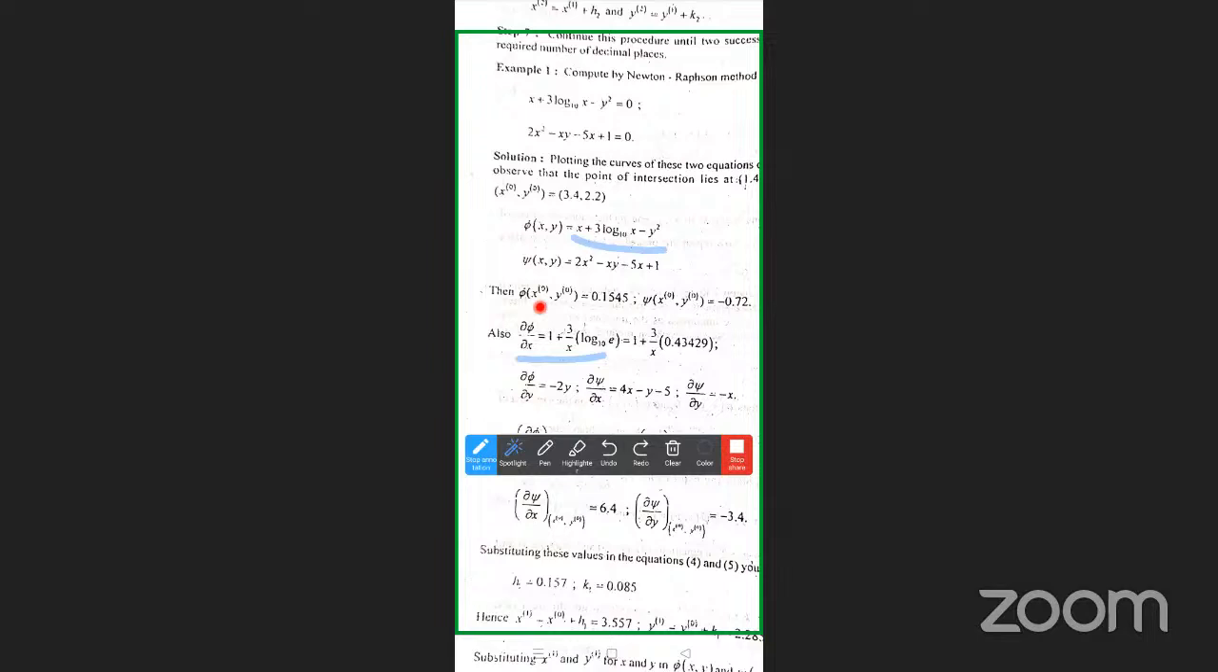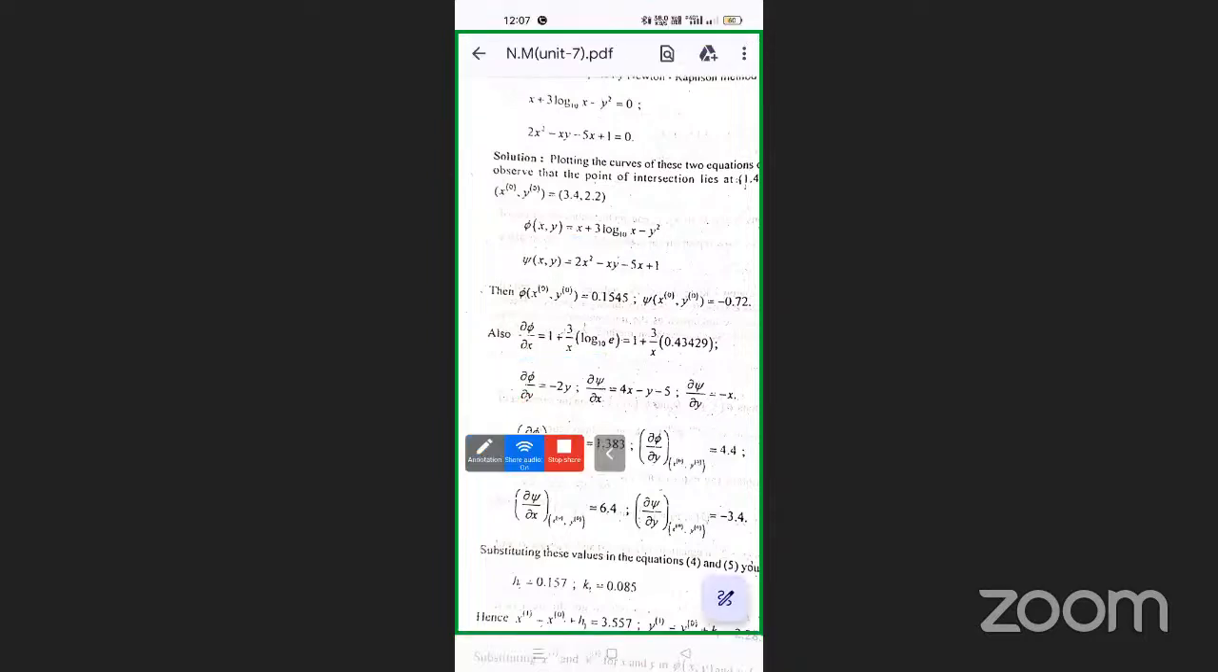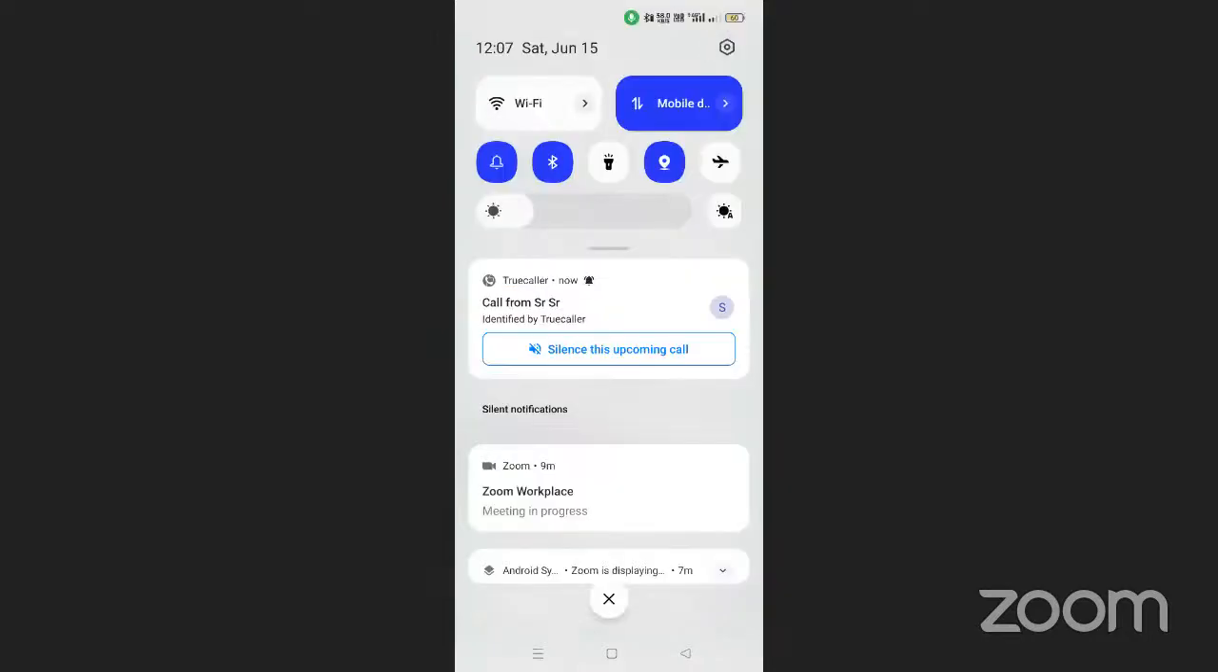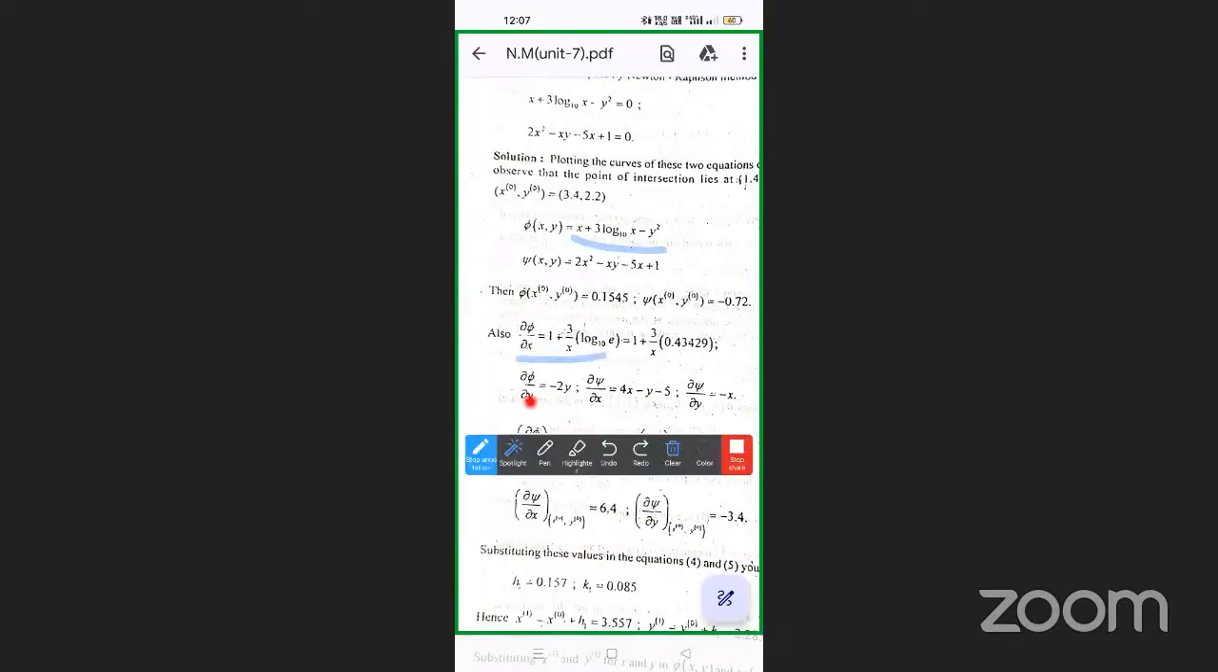Similarly, dou phi by dou y. So differentiate with respect to y. So next, phi differentiation with respect to y. So x is constant, so 0. So 3 log x is also constant, 0. So y square differentiation, minus 2y. So minus is there, and y square differentiation is 2y.